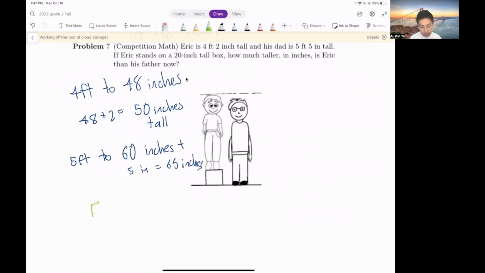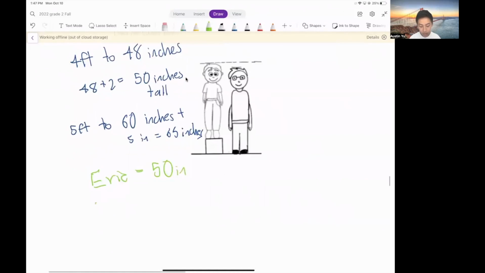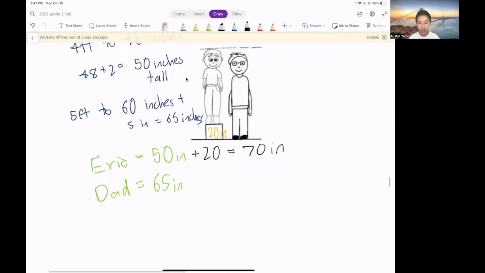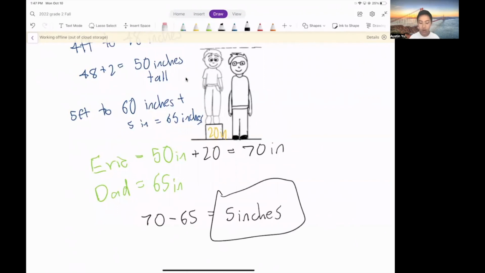So we can just say Eric equals 50 inches, while his dad is 65 inches. However, as we can see, Eric is standing on a 20-inch podium, so that adds to his height, making it 70 inches, since 50 plus 20 is 70. And as we can see here, the difference between 70 and 65 is just 5 inches. So therefore, Eric is 5 inches taller than his dad.